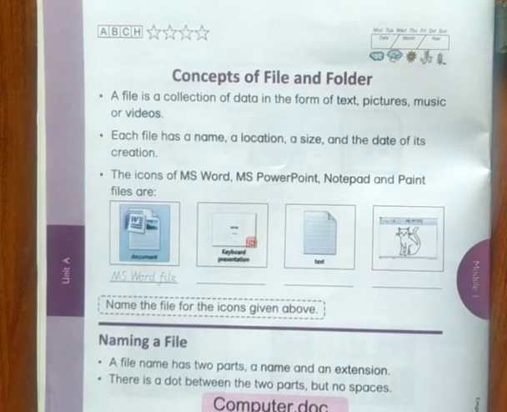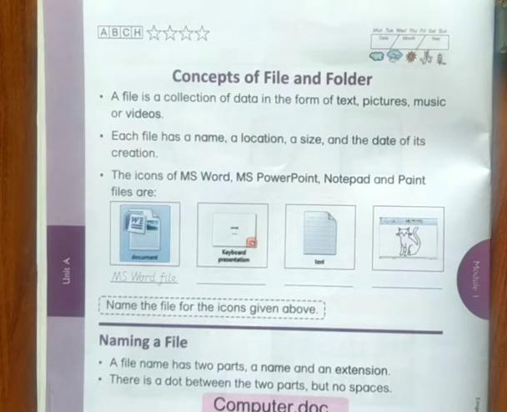Good morning, children. Next, we will see the concepts of file and folder. What do you mean by file? It is a collection of data in the form of a text, a picture, a music, a video, or a document. Any of these we call a file. A file has a name, location, size, and the date of its creation.